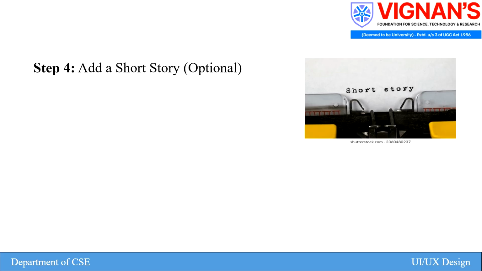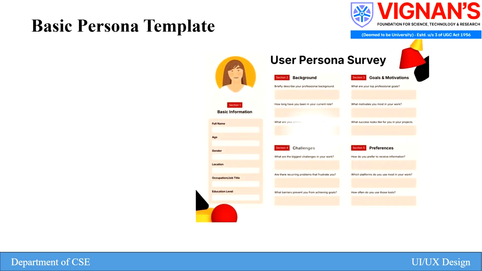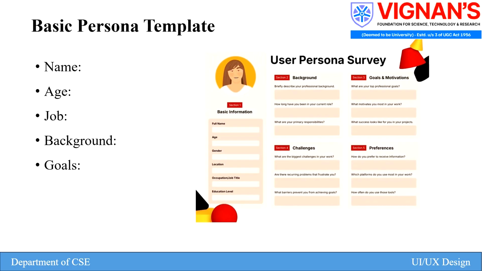Step 4. Add a short story, which is optional. Example, Riya checks the website during short breaks between lectures. She prefers simple design and fast loading because she mostly uses mobile data. Basic persona template. The persona template contains the following fields of information: name, age, job, background, goals, pain points, tech level, quote, etc.